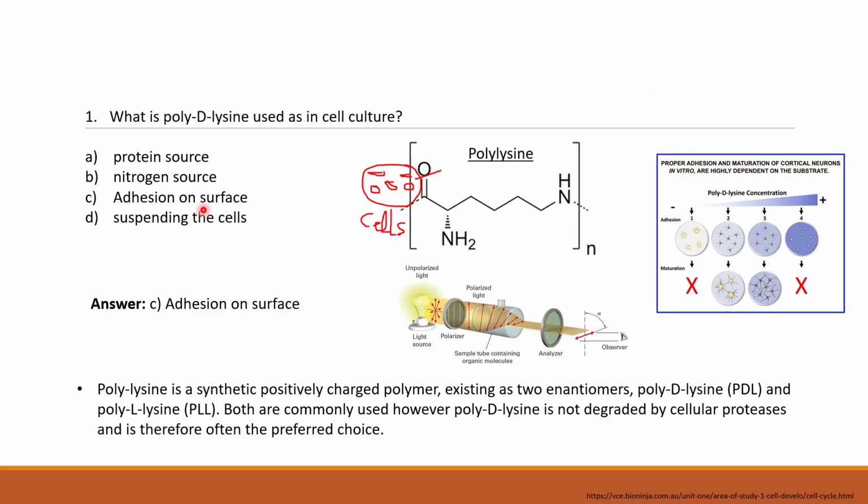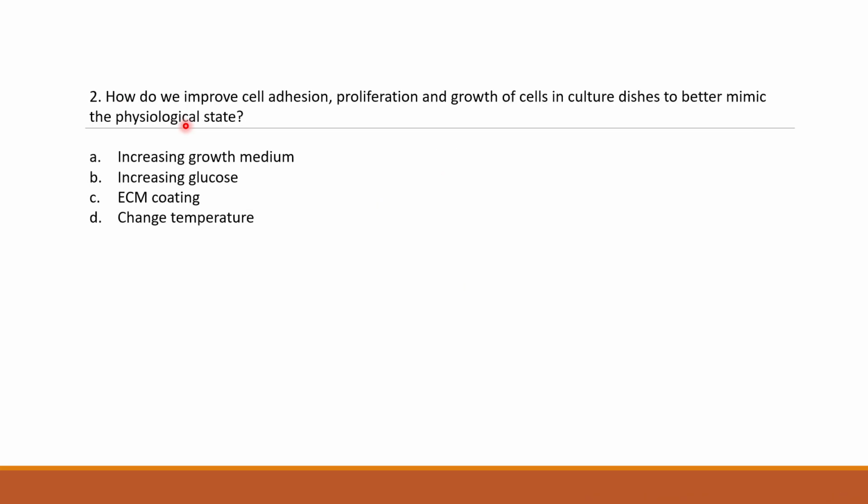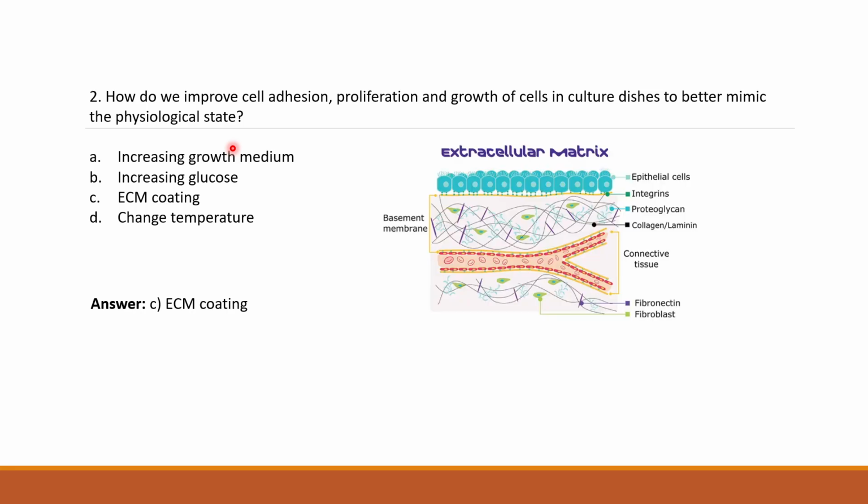So just like how we saw in the previous question, poly D lysine is a coating. Okay, it is a synthetic coating. In the same way, if you have this, it will help your cells adhere more, proliferate more, grow better, and it will be more similar to how it was in the physiological condition. So the answer is ECM coating.